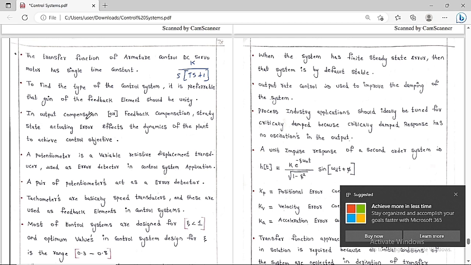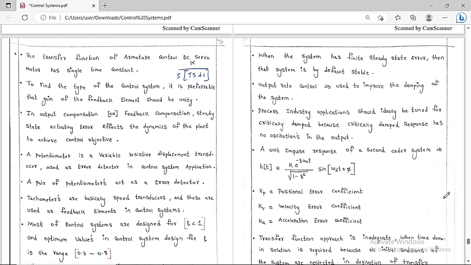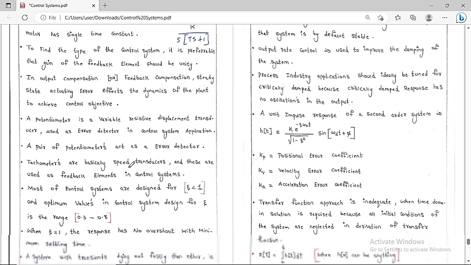So finally, this point you always have to keep in your mind: in the case of output compensation or the feedback compensation, the steady state actuating error is going to affect the dynamics of the plant in order to achieve the control objective.